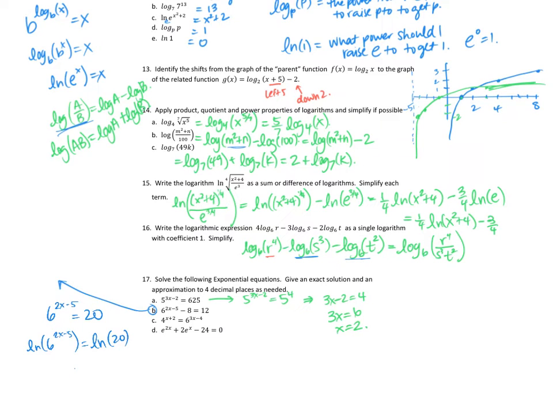Okay, and then I can bring that power up front. So I'll have 2x minus 5 natural log of 6 is equal to natural log of 20. Then I can divide by that natural log of 6 here because the natural log of 6 is being multiplied by that. So we'll divide it over. So I have 2x minus 5 is equal to natural log of 20 divided by natural log of 6. Then I can add 5 and divide by 2. So I'm going to get 2x is equal to natural log of 20 over natural log of 6 plus 5. And then I want to divide everything by 2.